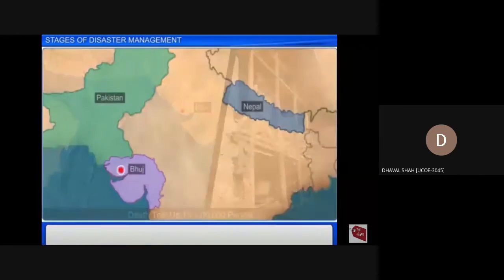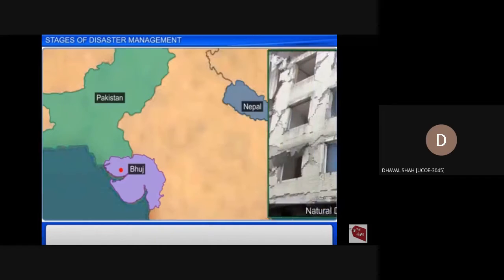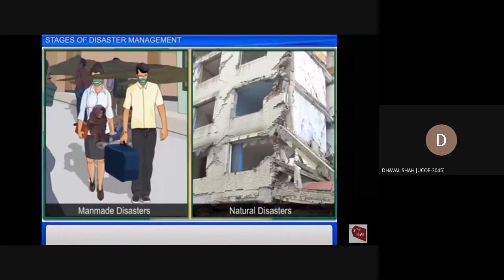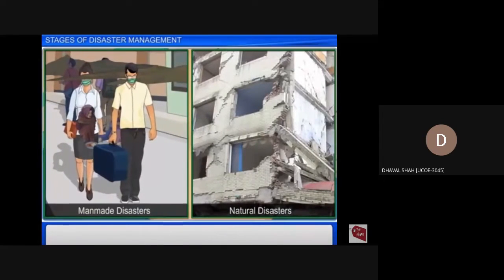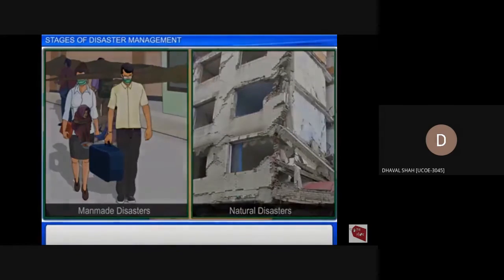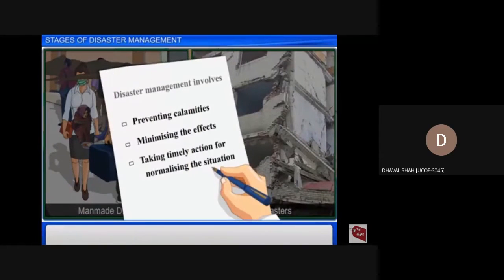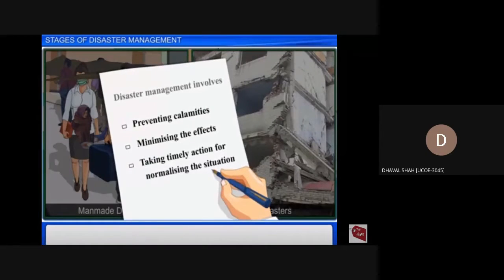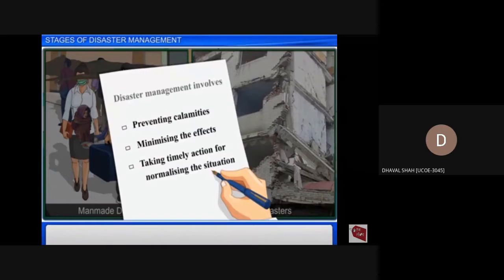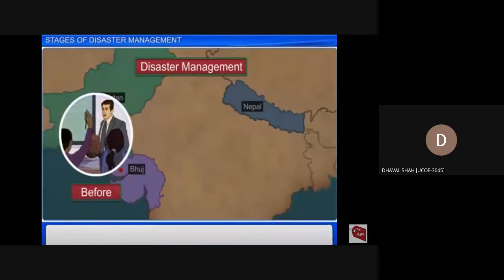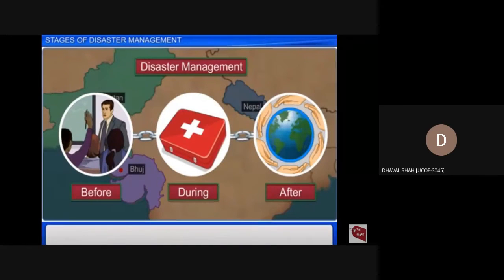Such incidents warn us that disasters, either natural, like the Bhuj earthquake, or man-made, like an epidemic, can strike us at any time. So, we should always be prepared to handle such situations. Disaster management prepares us to deal with such situations by preventing any calamity, minimizing the effects, and taking timely action for normalizing the situation. Disaster management is a chain of activities carried out before, during, and after the disaster occurs.